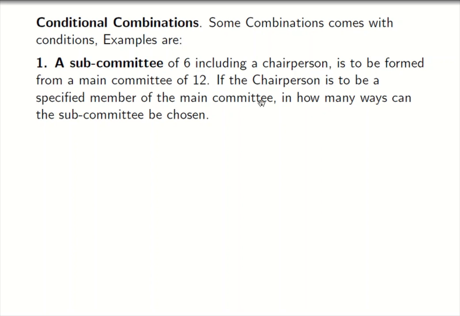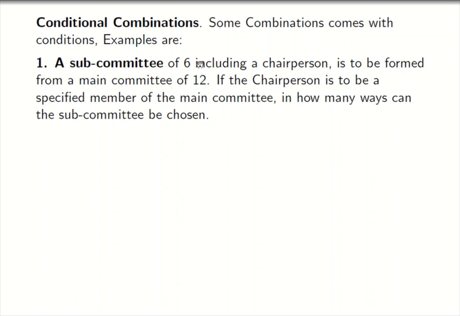If the chairperson is to be a specified member of the main committee, in how many ways can the subcommittee be chosen? So look at it. We want 6 people from these 12 people. And now we are saying that one of the people is the chairperson. One of the 6 people that we want is the chairperson. But this chairperson should be a specified member, so we know him or her. We won't deliberate on who will be the chairperson. No, we know that this person is the chairperson of the subcommittee.